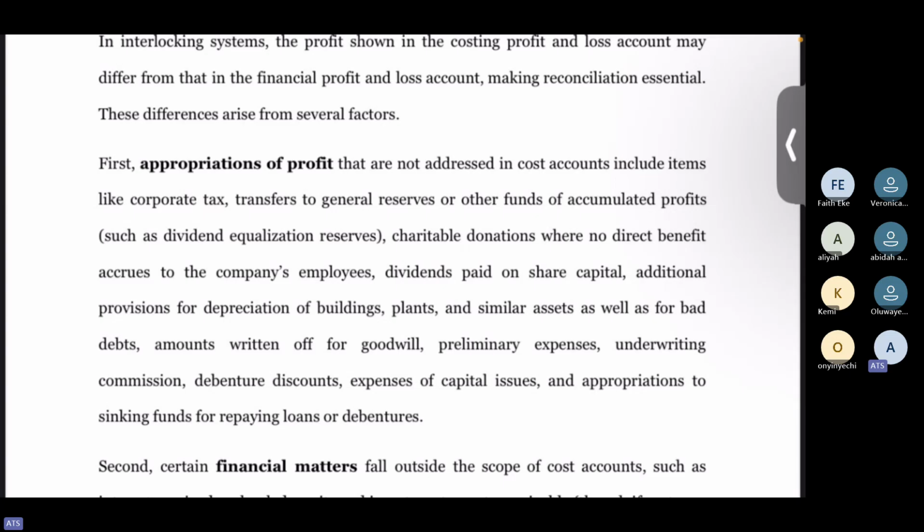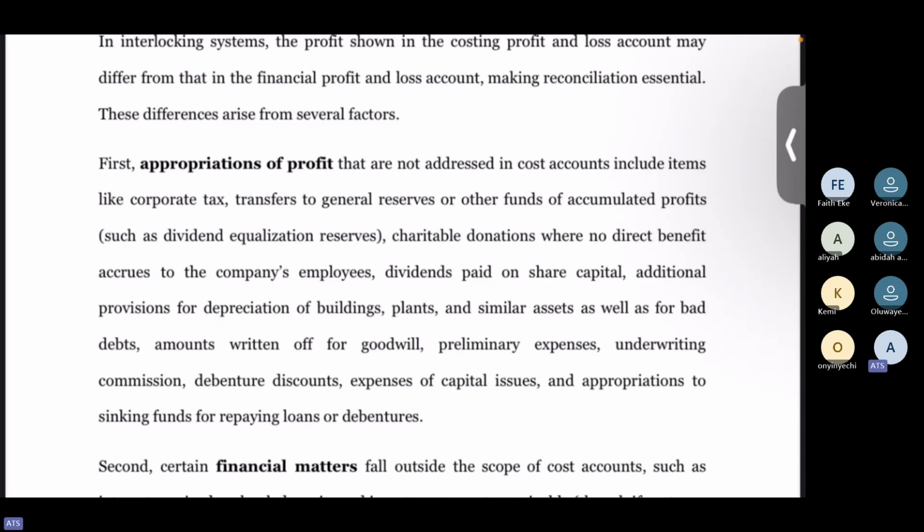Then there is depreciation of buildings, plants, and similar assets, as well as bad debts, or goodwill. You might be writing off goodwill, or paying preliminary expenses, expenses that were incurred before the company came into existence. A lot of things might come as charges on your profits, or you might have to appropriate your profit to different places. All these things are usually concerned with financial accounts and the IFRS standards.